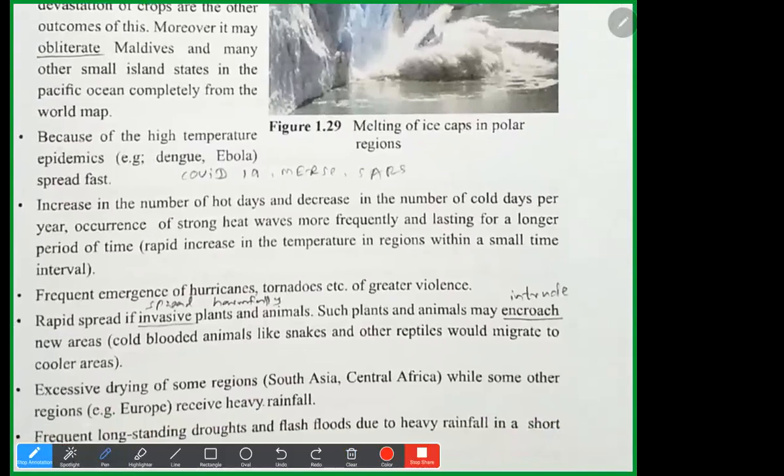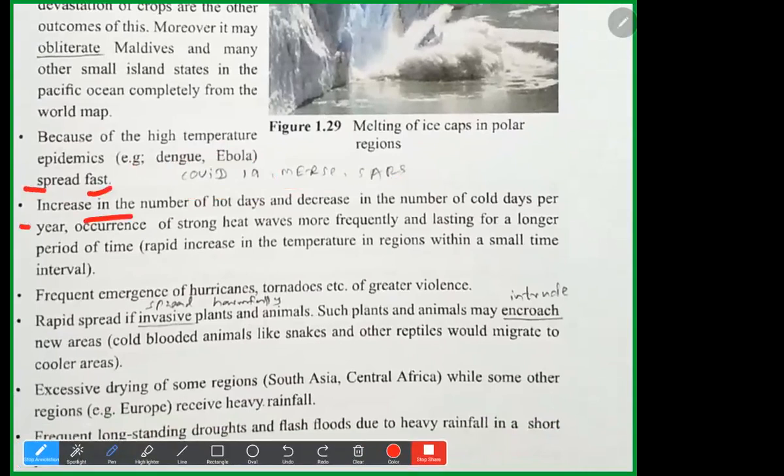Because of high temperature, epidemics like dengue, Ebola, COVID, MERS, SARS are all possible. Now they would concentrate more on COVID. They spread fast. There is an increase in the number of hot days and a decrease in the number of cold days per year. Strong heat waves occur more frequently and last for a long period of time.